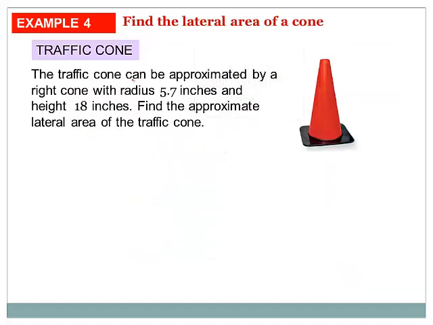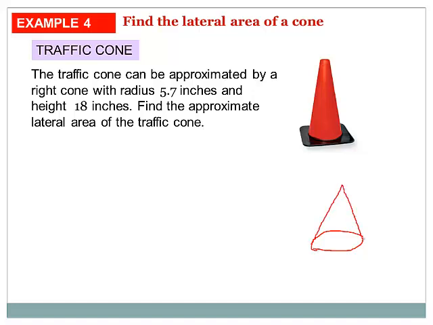Example 4. Find the lateral area of a cone. The traffic cone can be approximated by a right cone with radius 5.7 inches and height 18 inches. Find the approximate lateral area of the traffic cone. So for this one, we could use the traffic cone. However, I would suggest drawing an actual right cone. So I'm going to do that as well. I'm going to come over here. We'll keep it similar. So I have my cone, my base.